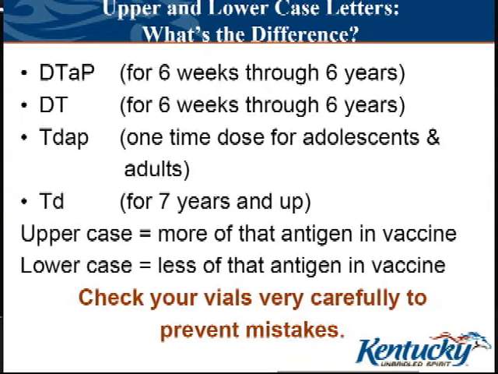The Tdap, the third one down, has the same amount of tetanus. It has smaller amounts of diphtheria and pertussis, so those are written in lowercase letters. That particular vaccine is recommended and licensed for teenagers and adults as a one-time dose. And then the fourth one is Td. That has the same amount of tetanus but a smaller amount of diphtheria.